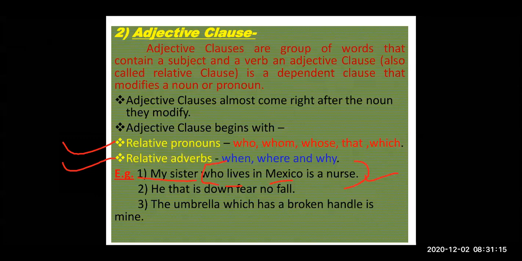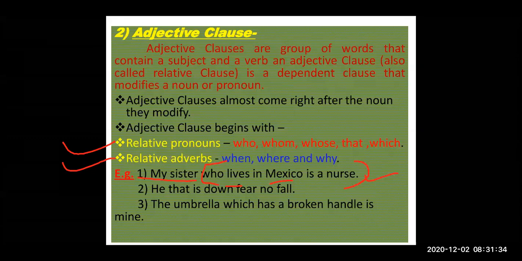Yes, it has a subject and a verb. Lives is the verb, Mexico is the subject. It is also called a relative clause, and it is a dependent clause that modifies a noun. Here, "who lives in Mexico" is the dependent clause, which modifies the noun. Which is the noun over here?